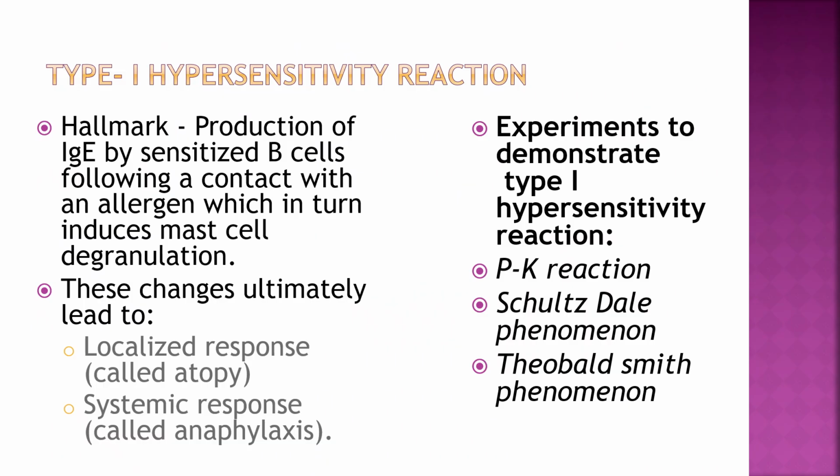In a type 1 hypersensitivity reaction, sensitized B cells produce IgE following contact with an allergen, which in turn induces mast cell degranulation. These changes ultimately lead to a localized response called atopy and a systemic response called anaphylaxis. Experiments to demonstrate type 1 hypersensitivity are the PK reaction, Schultz-Dale phenomenon, and Arthus phenomenon.